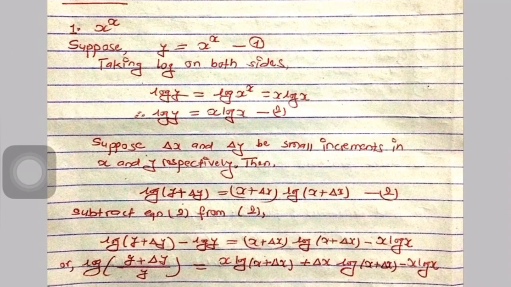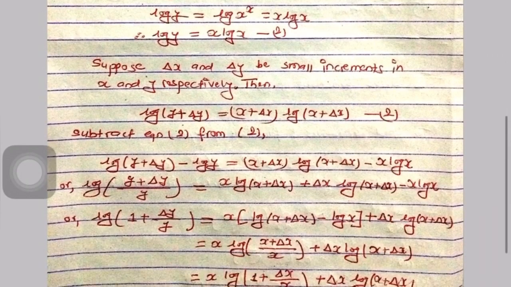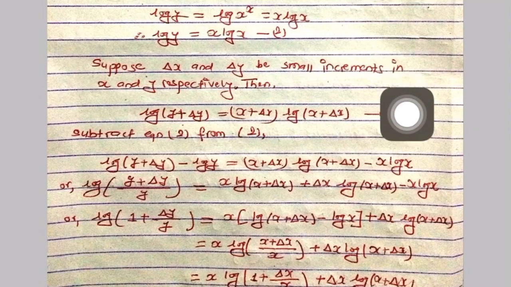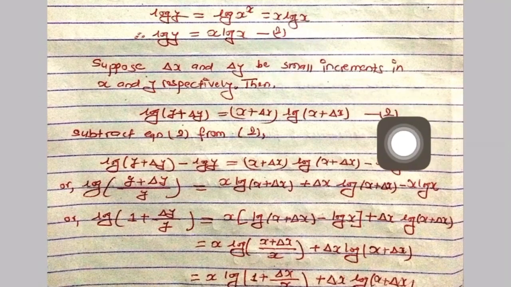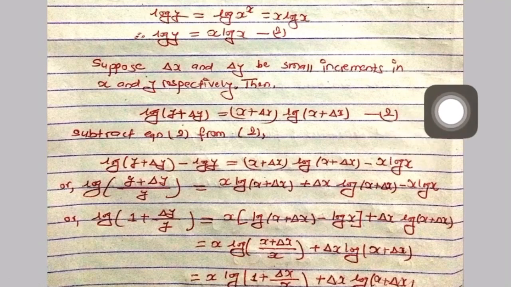To find the derivative of the given function from first principle, we suppose del x and del y are small increments in x and y respectively. Then equation 2 in the form of del x and del y can be written as log of y plus del y is equal to x plus del x times log of x plus del x. This is equation 3 actually. Here is equation 2 and this is equation 3, so please make the correction here.